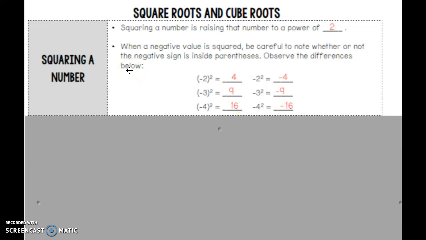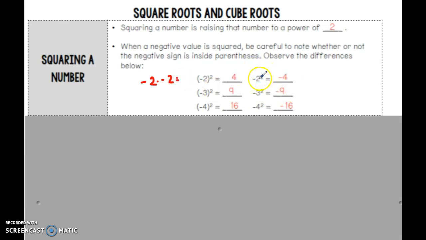Squaring a number is raising that number to a power of 2. We've talked about this before. One thing that is challenging for students is when you're dealing with a negative number. We need to be careful and make sure we pay attention to whether the negative sign is inside the parentheses, like in this example. This means you're going to take a negative 2 times another negative 2. When you have a negative times a negative, it gives you a positive answer.